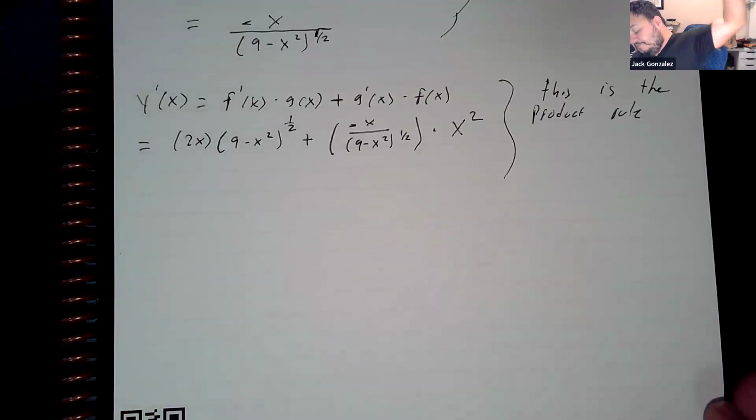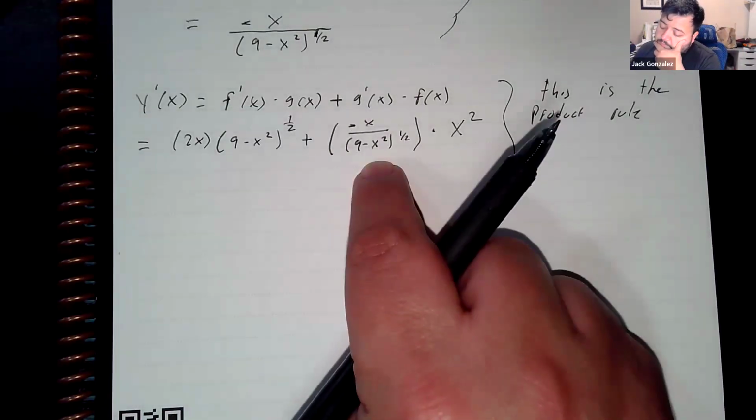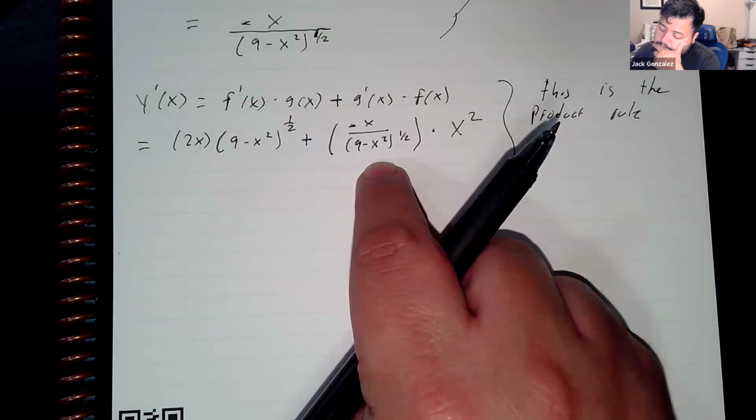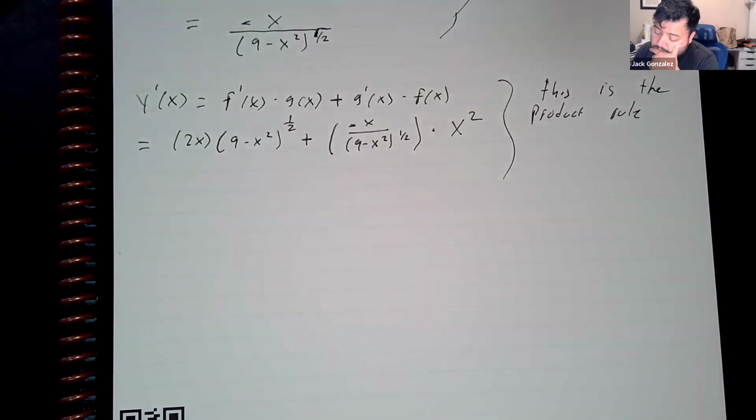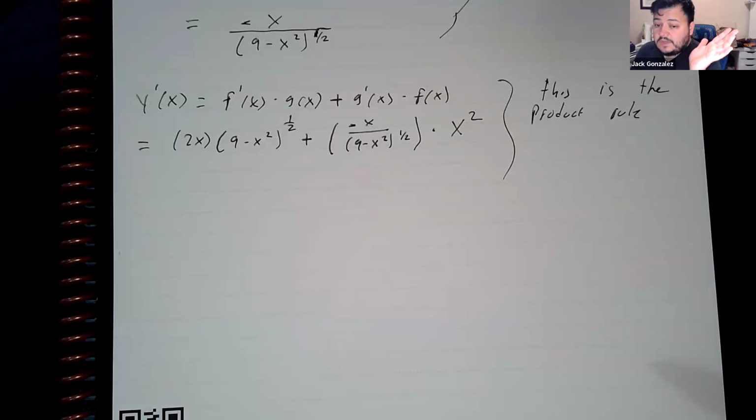Now we just gotta make it pretty. We can rationalize this one. No, actually, we can make this one have the same denominator. That's what we could do. Technically, the calculus step is done. All the rest is algebra.